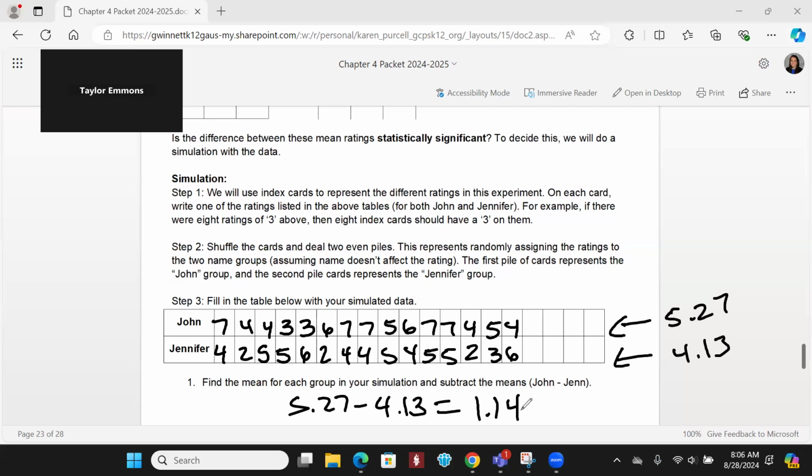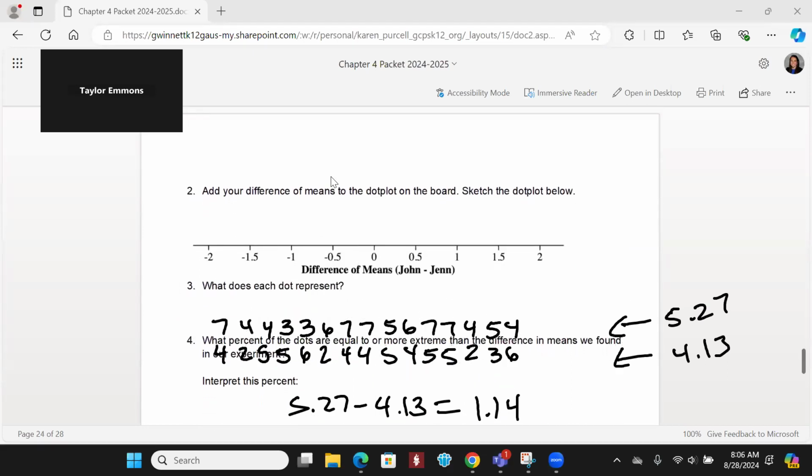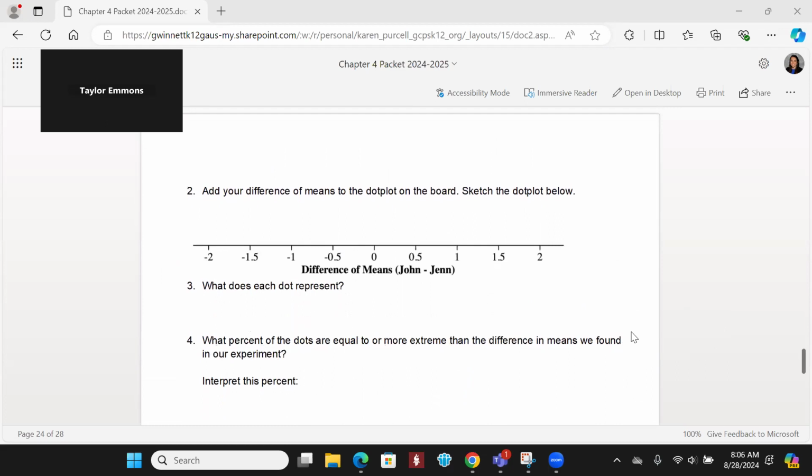Now, let's say that each person in here did that simulation where you took the 30 cards, you divided into 2 groups, and then you looked at the ratings for John and Jennifer. Does everybody get it? Do we understand the simulation? So let's say that we all did that in here. We would create a dot plot, right? I'll make up some data for y'all. We're going to create a dot plot based off of that data. So the difference of your means, the 1.14, is going to go on the dot plot. So let's say I pulled that data from you. This is what the dot plot would look like, roughly.